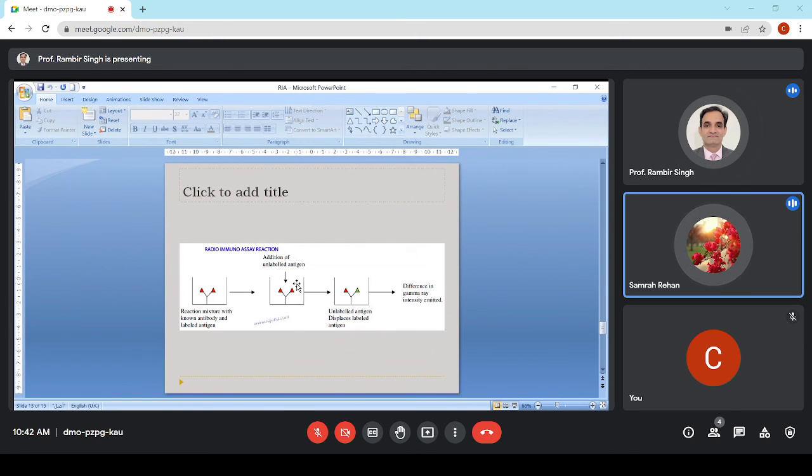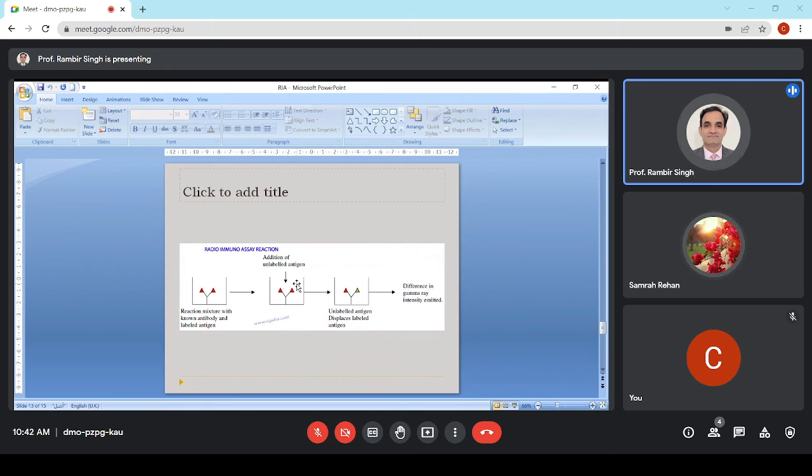The lower the antigen, the less labeled antigen will be displaced, and we will get a high current, right?